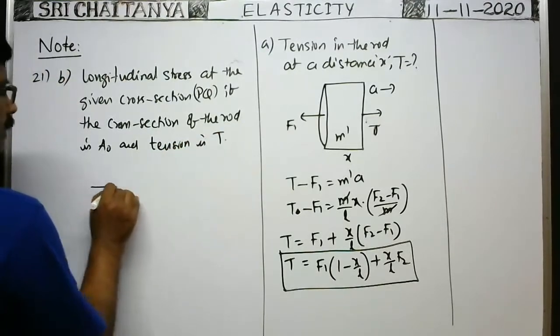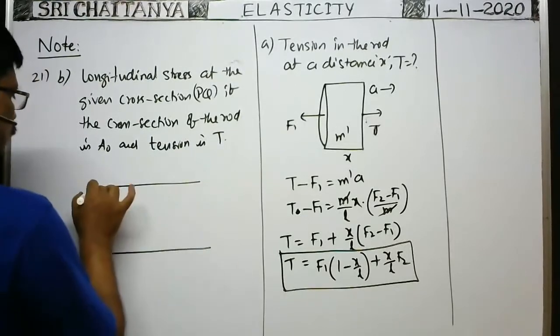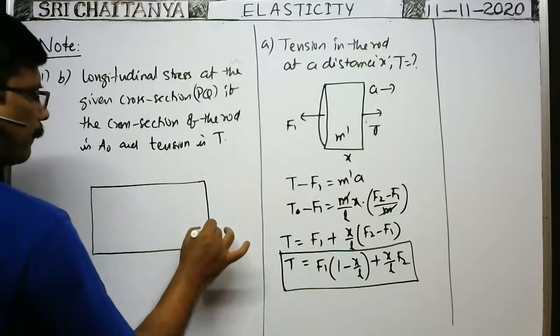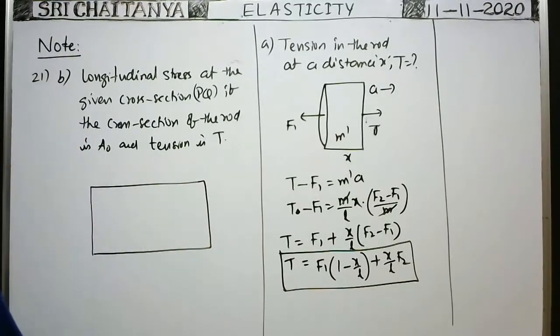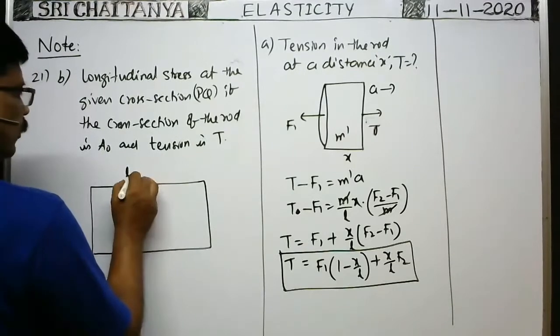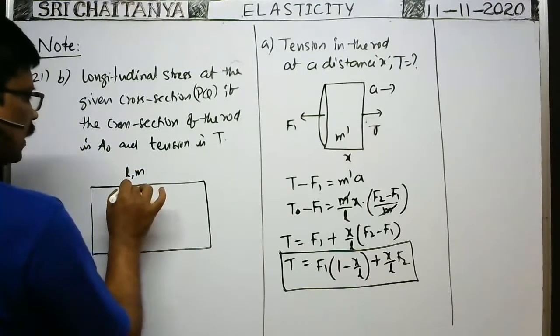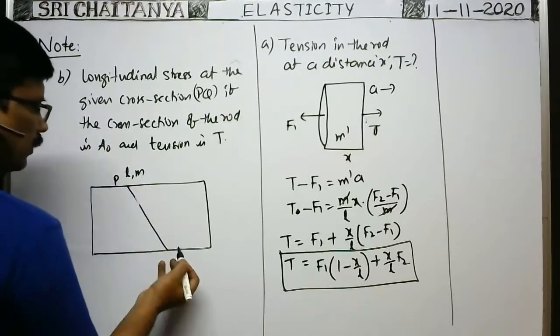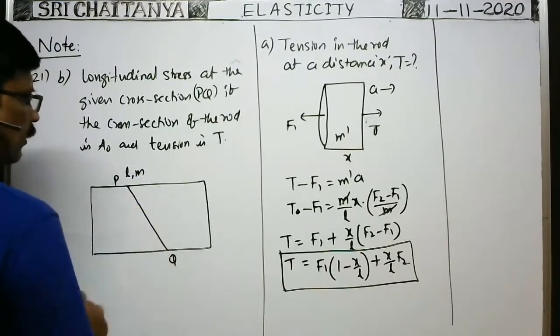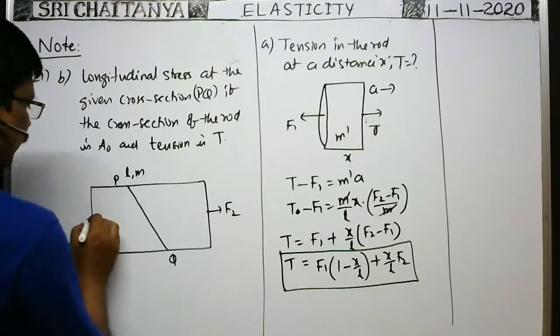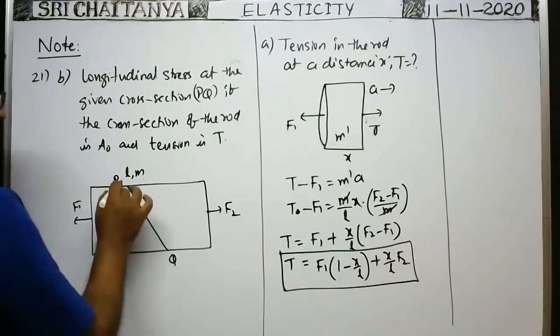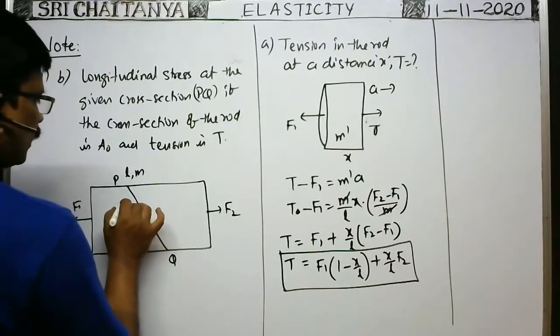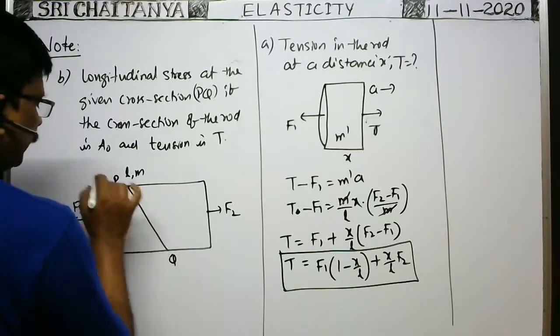Suppose this is the rod of length L, mass of course M. Cross section is this one. This cross section is PQ. PQ is the cross section of this rod. Here F2 force is applied in this direction, and here F1 force is applied in this direction. At this cross section, tension is given. That tension is capital T.